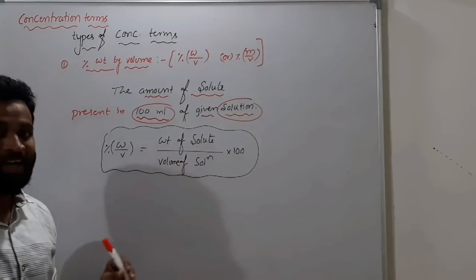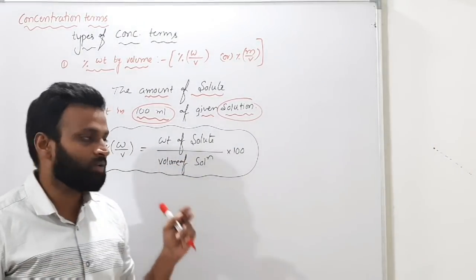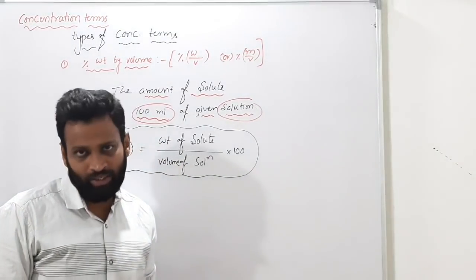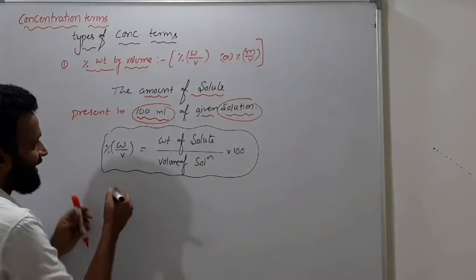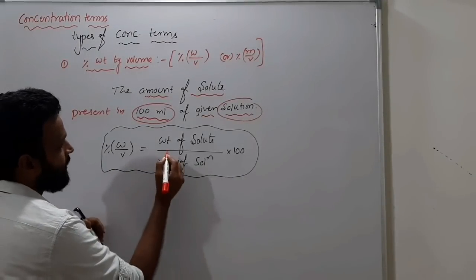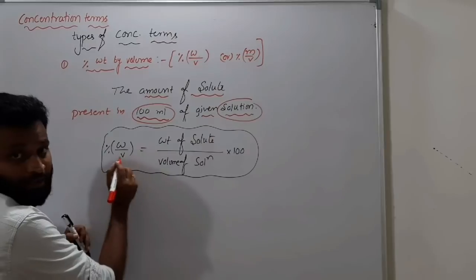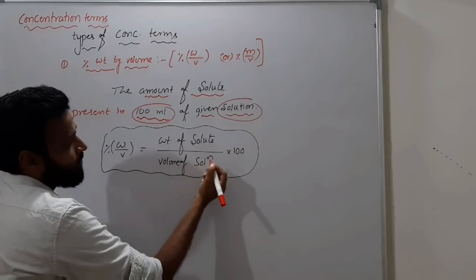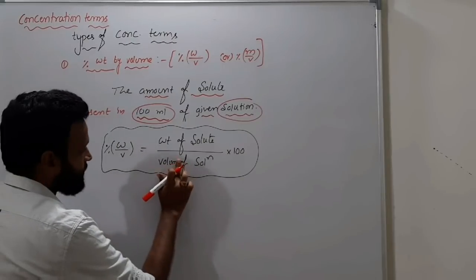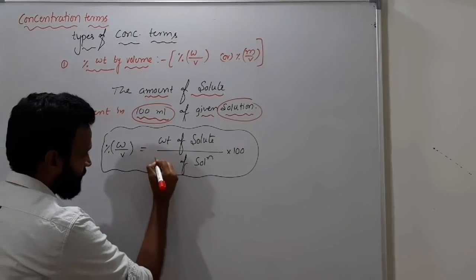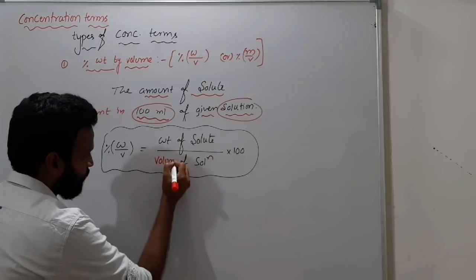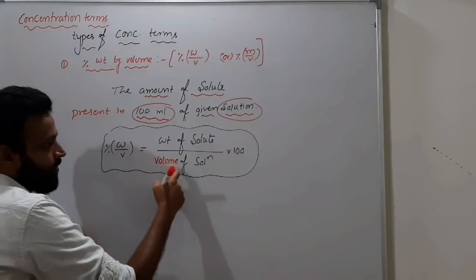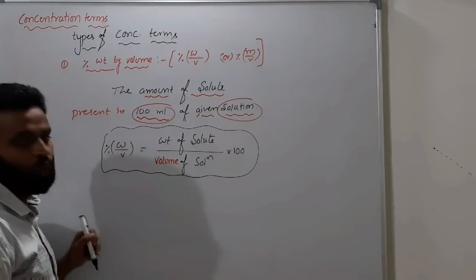Why did I write weight? You have to observe. If I write weight, both are weights, so that's percentage weight by weight. Percentage weight by volume, percentage W by V, means weight of solute by volume of solution into 100. What did I write here? I will write volume in red. Weight of solute by volume of solution into 100.